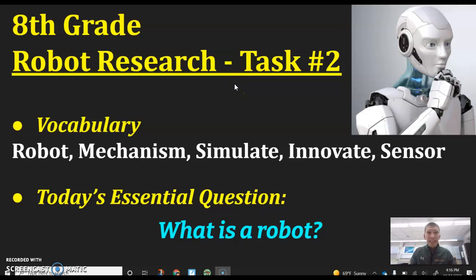Welcome 8th graders. You are on task number 2 of your robot research project. And for this, you are going to be doing vocabulary definitions for 5 words. And then today's essential question is, what is a robot? And it may seem like a simple question, but it's kind of a fun one to debate. And so that's what you're going to answer by the end of task number 2.